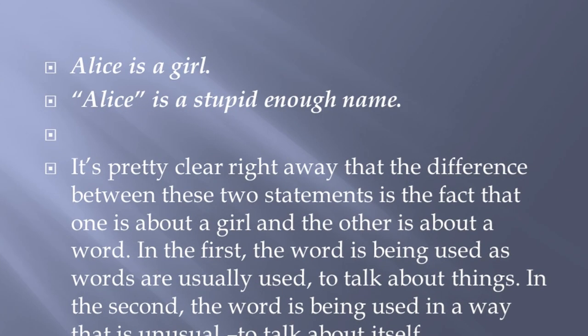Let's take a good look at this statement. Alice is a girl. Alice is a stupid enough name. It's pretty clear right away that the difference between these two statements is the fact that one is about a girl and the other is about a word. In the first, the word is being used as words are usually used, to talk about things. In the second, the word is being used in a way that is unusual, to talk about itself.